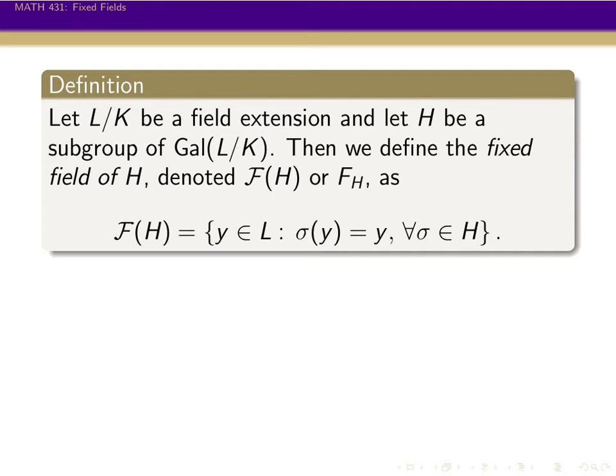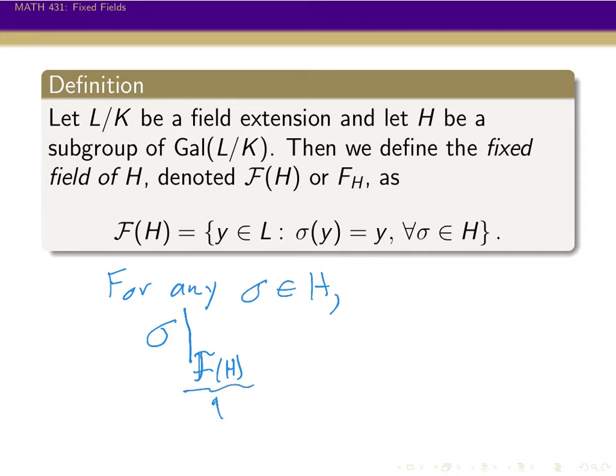One way that this commonly might be denoted is that for any element sigma of H, if we restrict sigma to the fixed field of H, so this means that we're only using the fixed field of H as the domain, then sigma is equal to the identity on the fixed field of H. Everything in H does not change any of the elements of the fixed field. All of those elements are fixed.